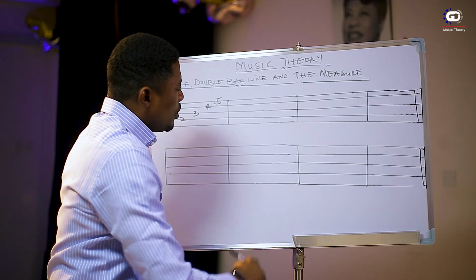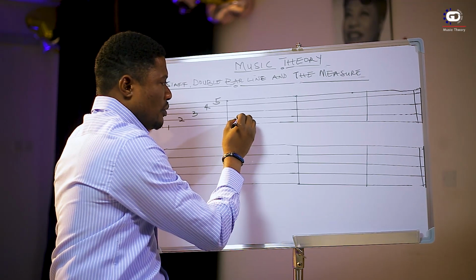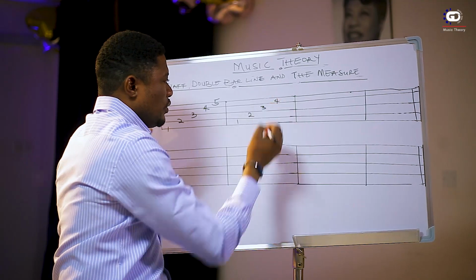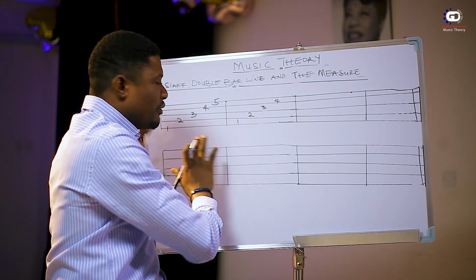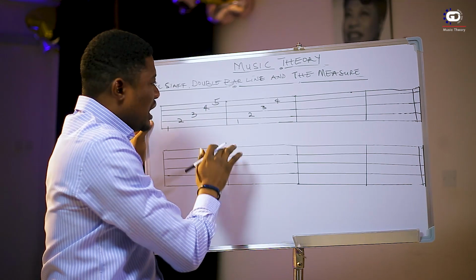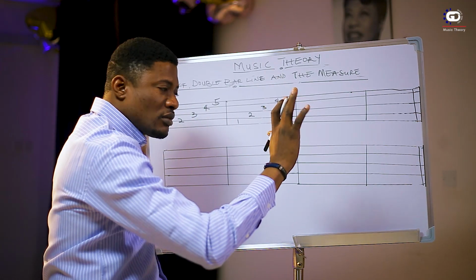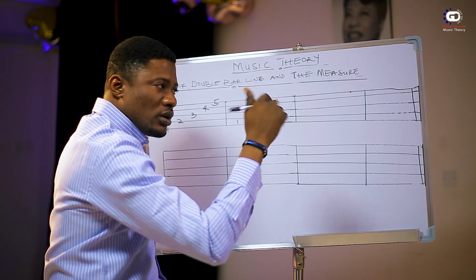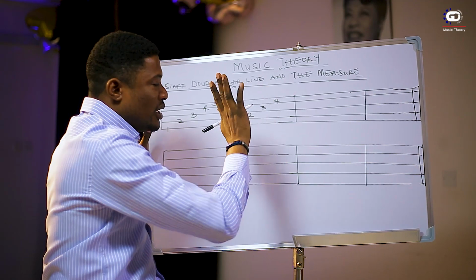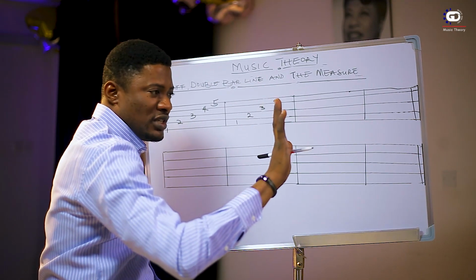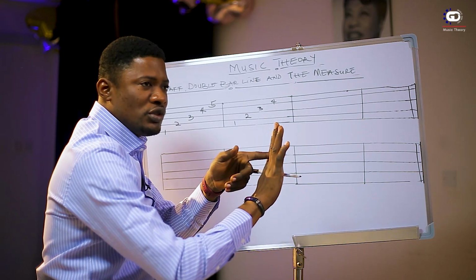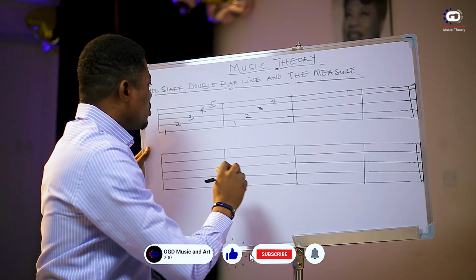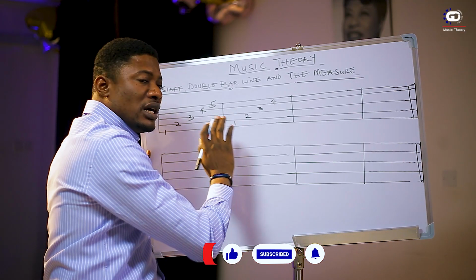And within the staff, you have the spaces, which you count from here: space 1, space 2, space 3, and space 4. So the combination of these 5 lines and 4 spaces is called the staff. For you to remember that, you can use your fingers. Your fingers have 5 lines, which your thumb starts as number 1. So you have line 1, line 2, line 3, line 4, and line 5. And within the fingers, you have the spaces: space 1, space 2, space 3, and space 4. So again, the staff is a combination of 5 lines and 4 spaces.